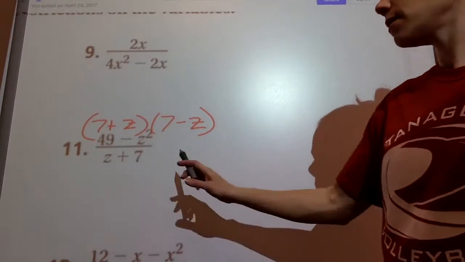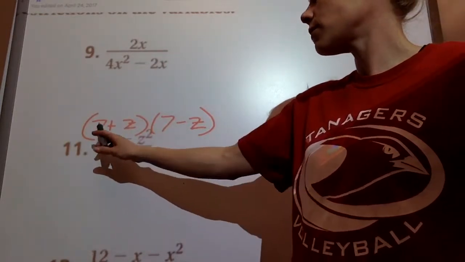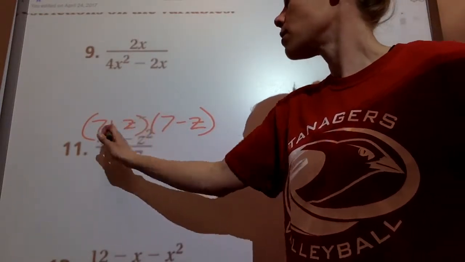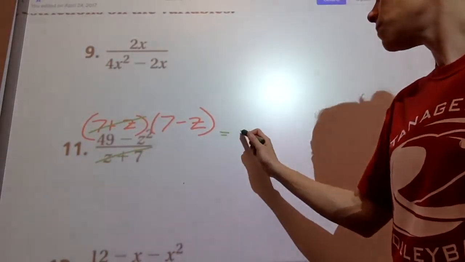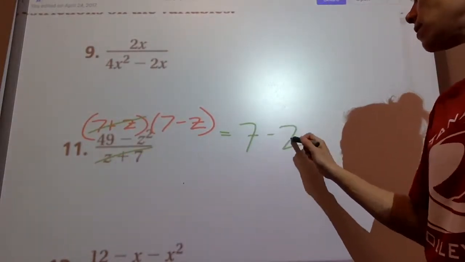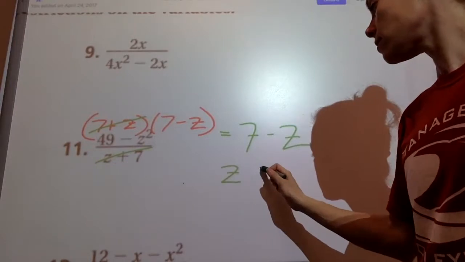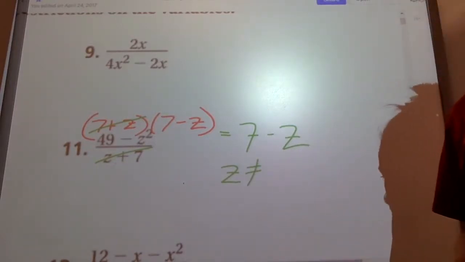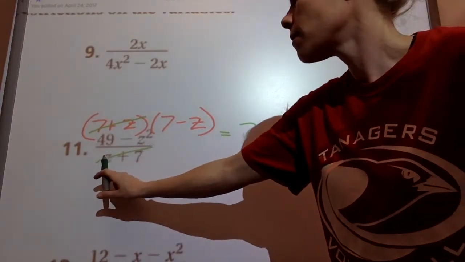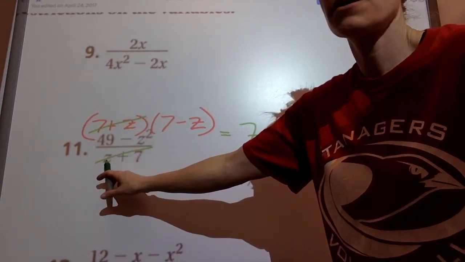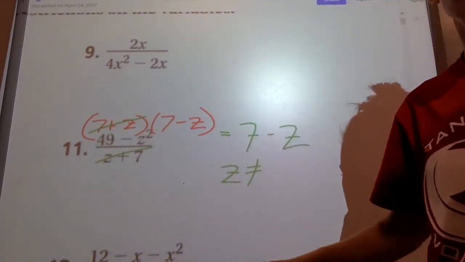Z plus 7. Yep, even though they're in different order, these are the same thing. So those cross off. So it simplifies to 7 minus z, as long as z does not equal what? Z cannot be negative 7, because what plus 7 would give me 0? Negative 7.